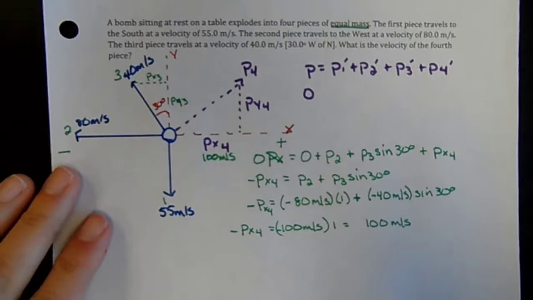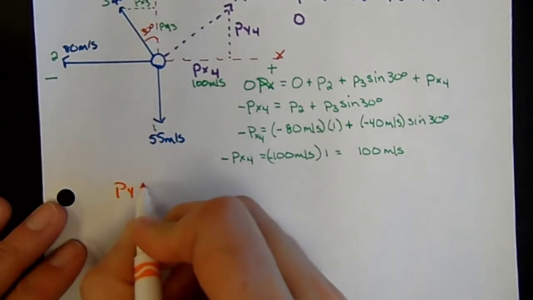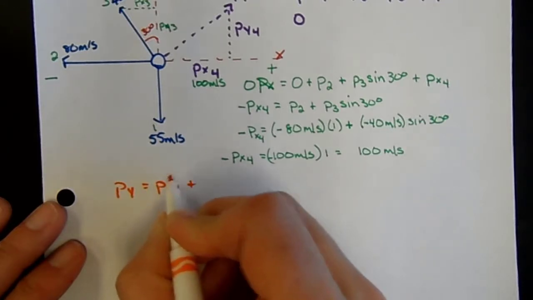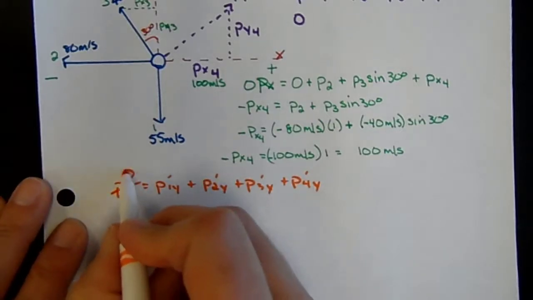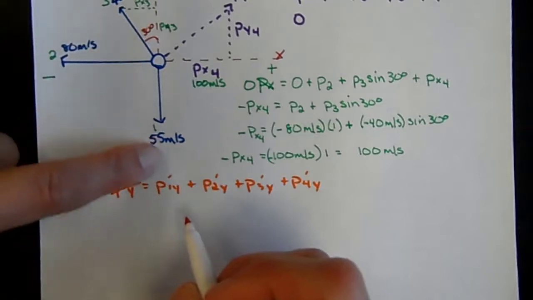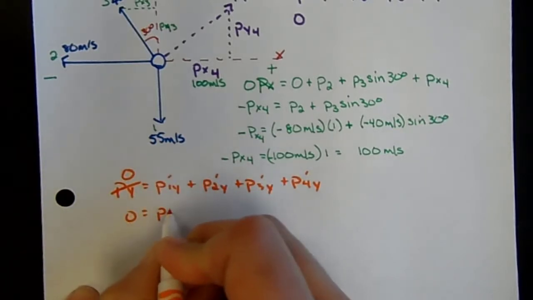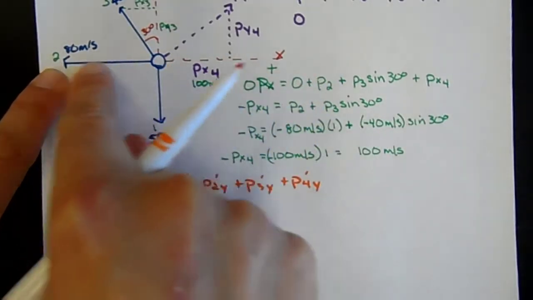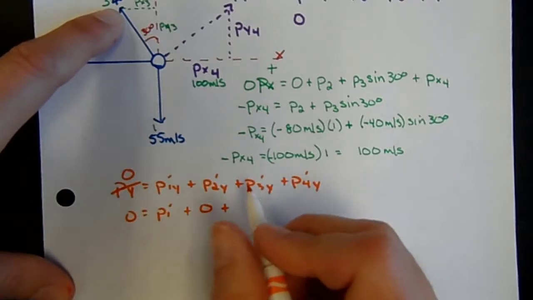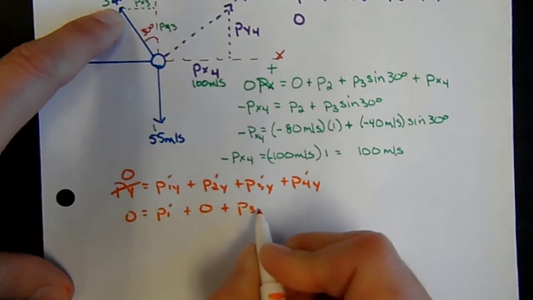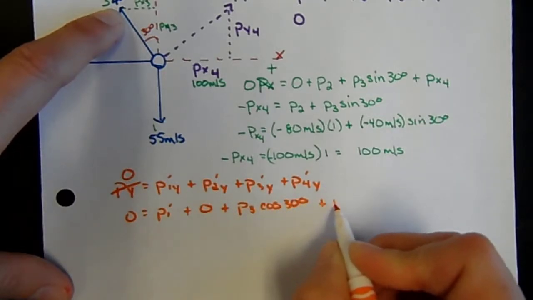Alrighty, so let's do y. Same thing. The total momentum in the y direction is going to be equal to P1y plus P2y plus P3y plus P4y. Okay, and again, this is 0 because it's not moving at all before it starts. Now P1 is only going down, so it's only in the y direction. So this is just the total momentum of part 1. Part 2 is moving in only the x direction, so it's going to be 0. Part 3 has a component to it, so that is going to be the momentum of 3 times the cosine of 30 degrees plus the momentum of 4.